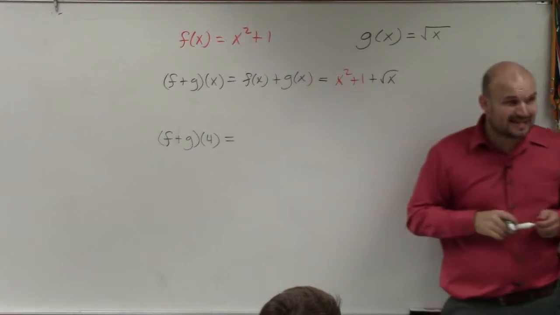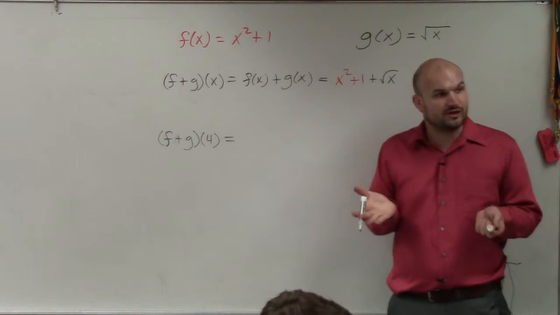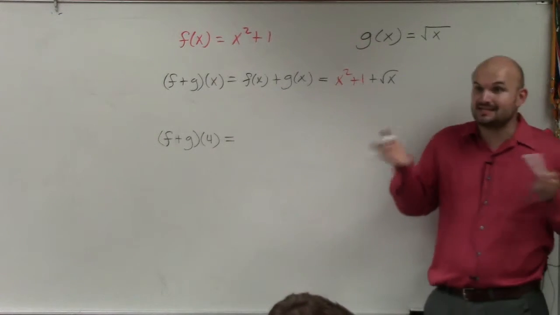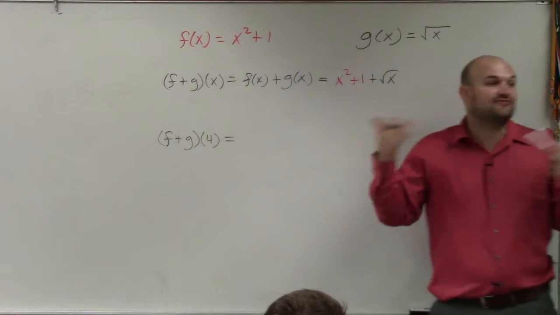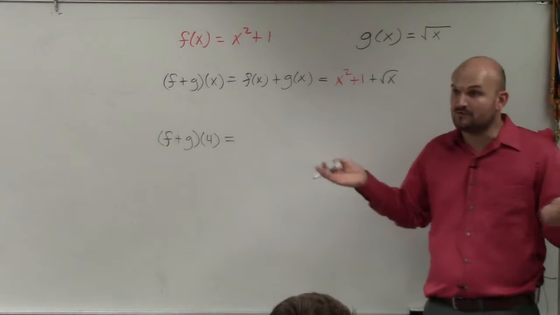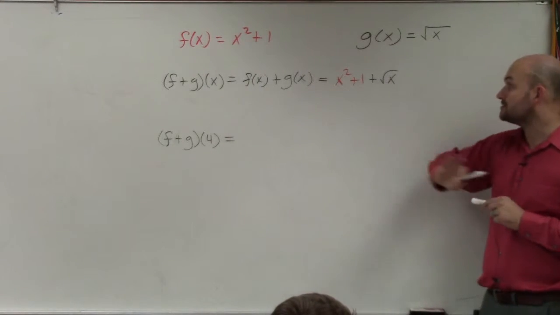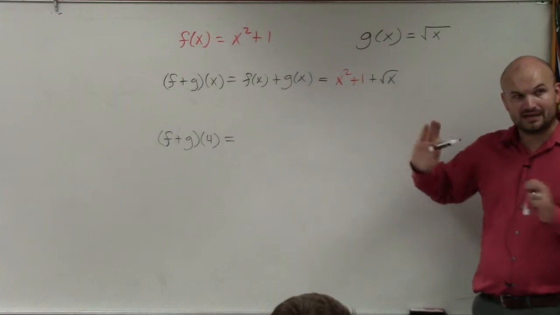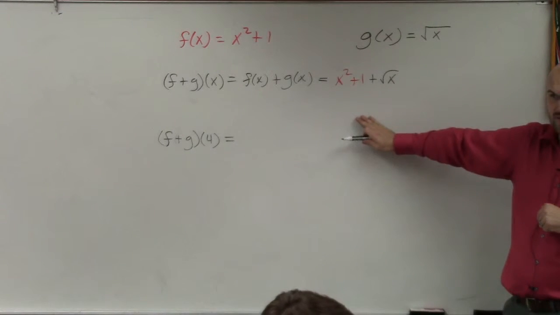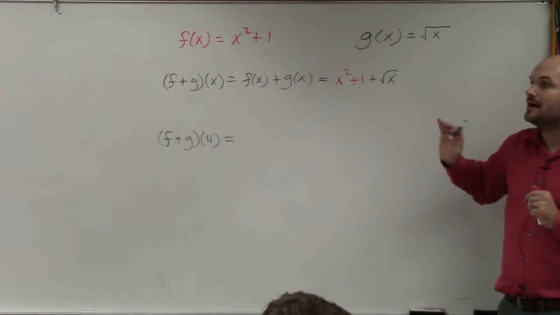Now, in this example, we don't have any like terms, right? If I had an x and an x, I could add it to give me 2x. If I had a 5 and a 7, I could add them to give me 12. But I don't have any like terms. So guess what? That's it. That is your addition of your two functions, as is.